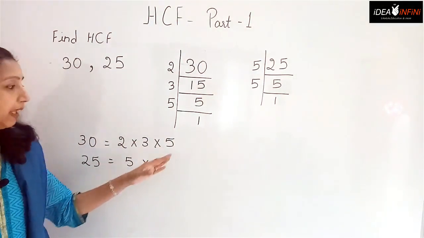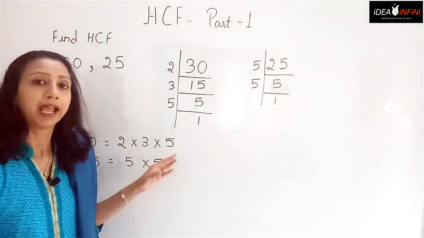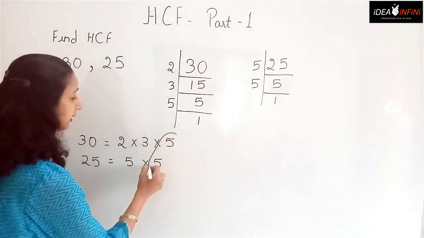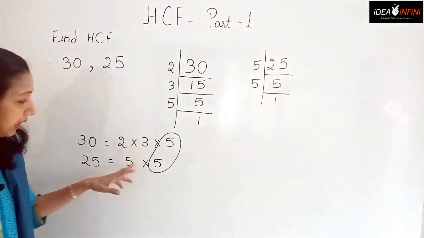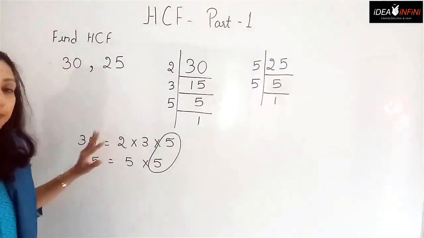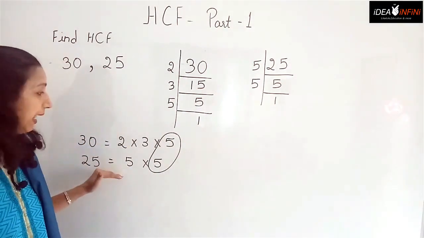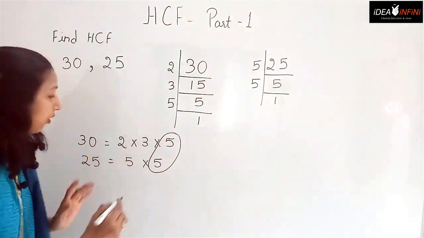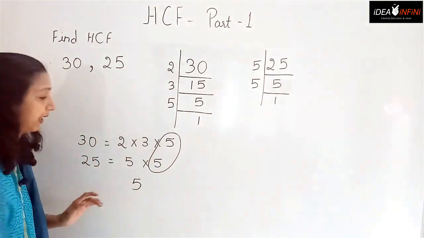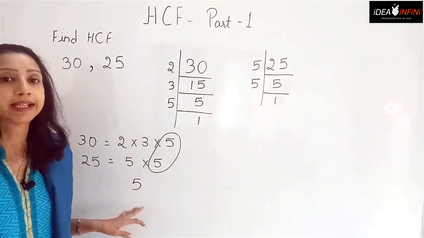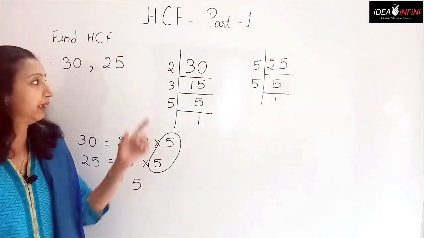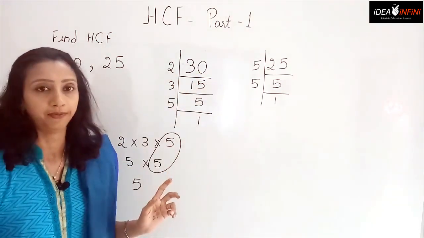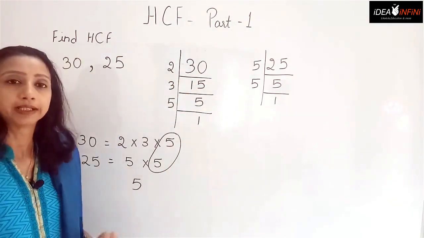Again what we do is, we find out the similar factor and then make a pair out of them. This is one pair that I am getting. There is no other pair. Similar factor means from the first number and the second number, any common factor. So this is the only common factor. I write it as 5. So this 5 is the highest common factor among 30 and 25. So this is the HCF of 30 and 25.